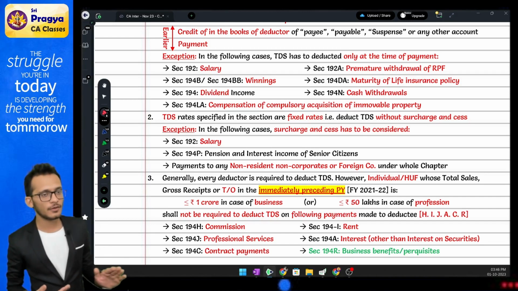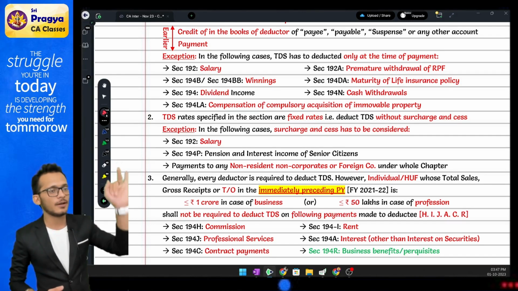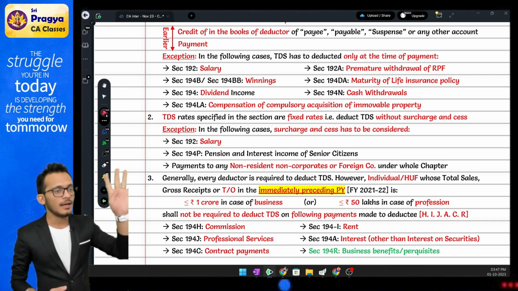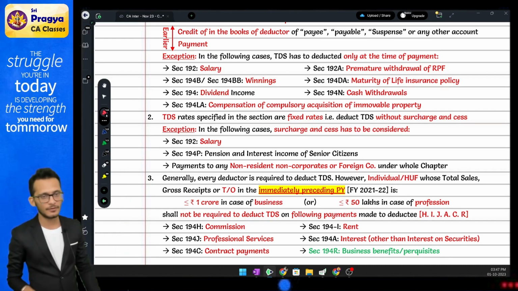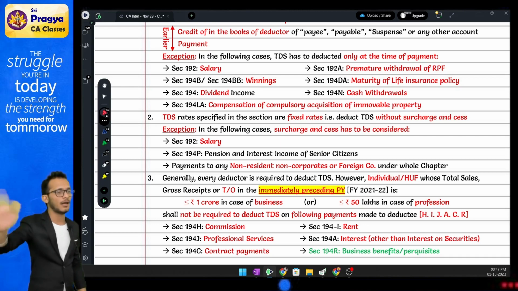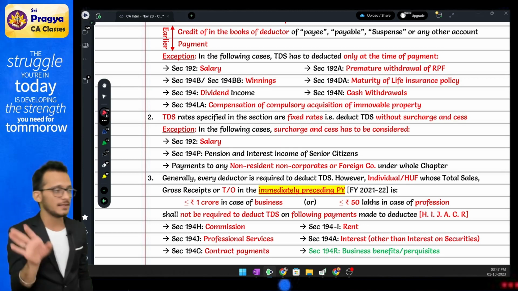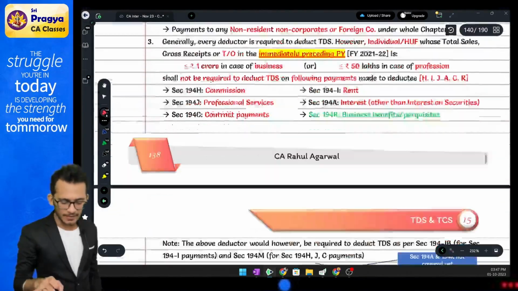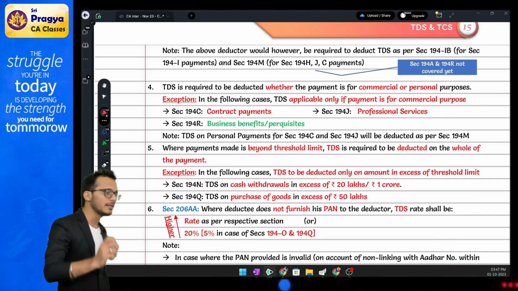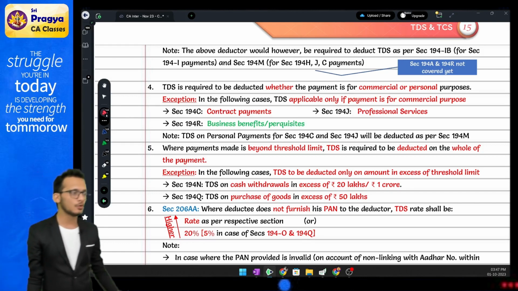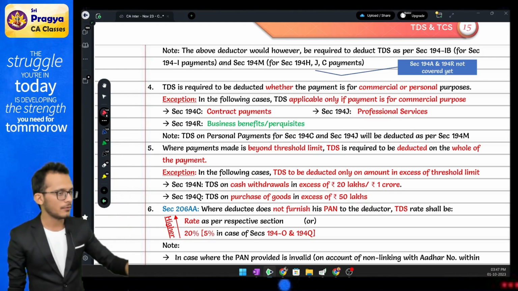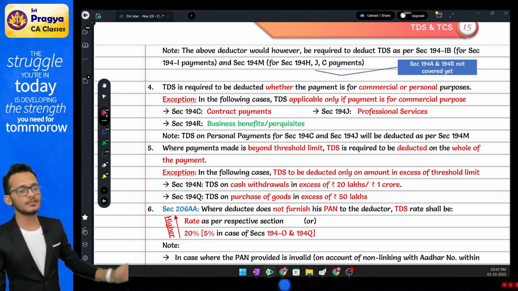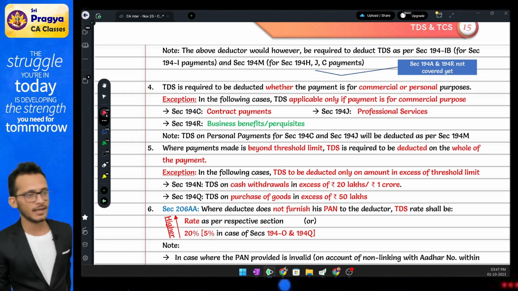What is HIJACR, Rahul? H is for commission, I is for rent, J is for professional, A is for interest, C is for contract, R is for the new amendment of business benefits or perquisites. HIJACR is not applicable to you. Balance everything still applies. Then, Rahul, if you have TDS, you have to do TDS whether it is for personal purpose or commercial purpose. But for 2 sections, it is only for commercial purpose, which are your C and your J. C is for contract, J is for professionals. Why, Rahul, is it so? Because these two are getting covered under 194M.